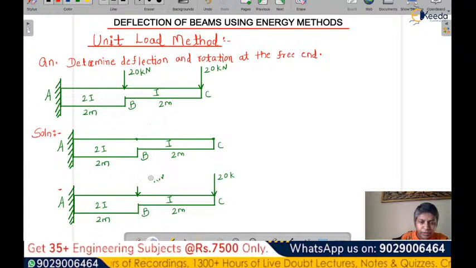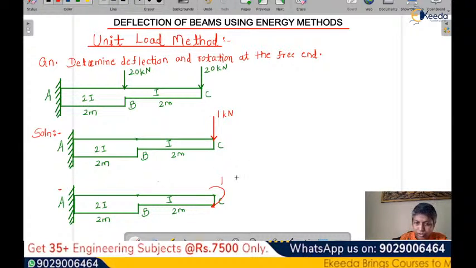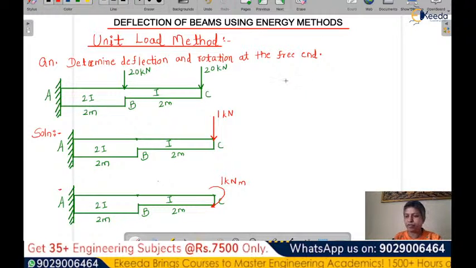With the unit load method, whatever our question demands, at that place we consider the unit rotation or unit moment. At this point, let us consider a unit load, and there will be a unit moment as well. So this is 1 kilonewton and this is 1 kilonewton meter. These are the two cases because our question asks for deflection and rotation at the free end.